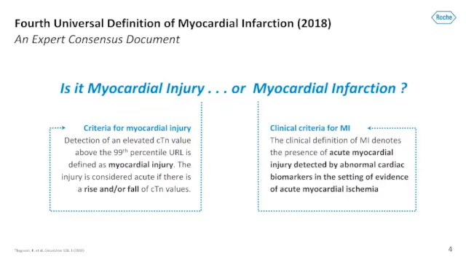Differentiating between myocardial infarction and myocardial injury is a key concept in the universal definition of MI. The term myocardial injury should be used when there is evidence of elevated troponin concentrations with at least one value greater than the 99th percentile upper reference limit.